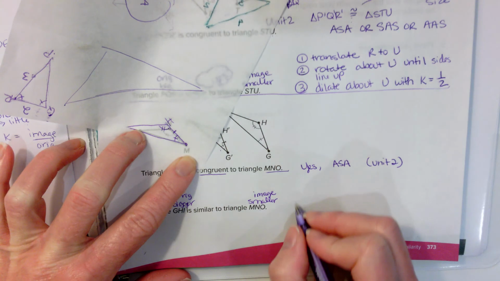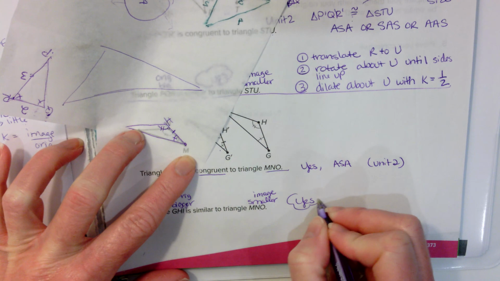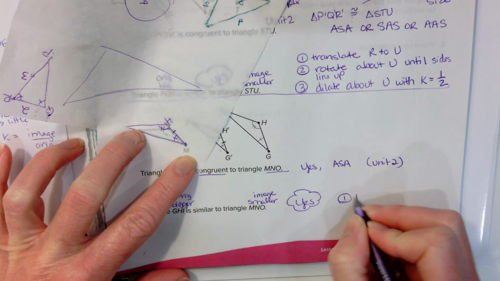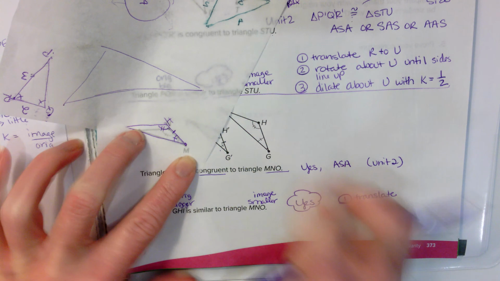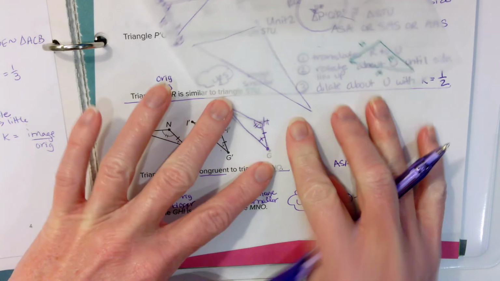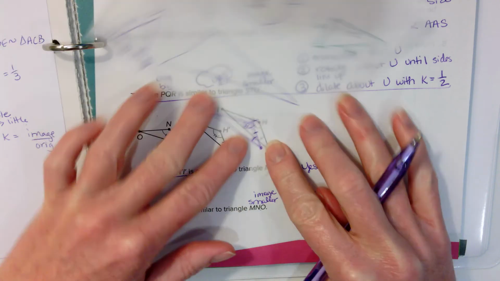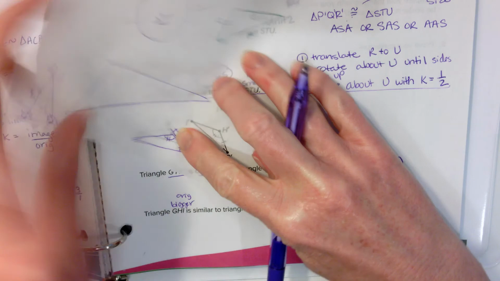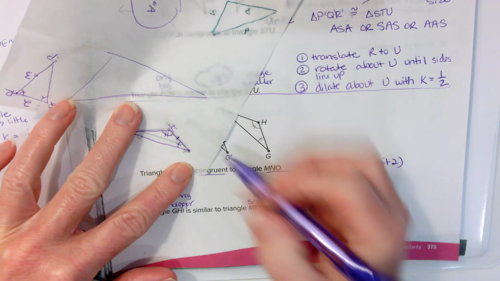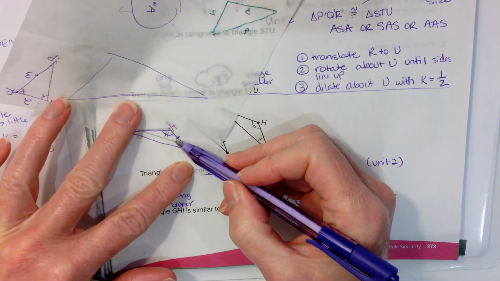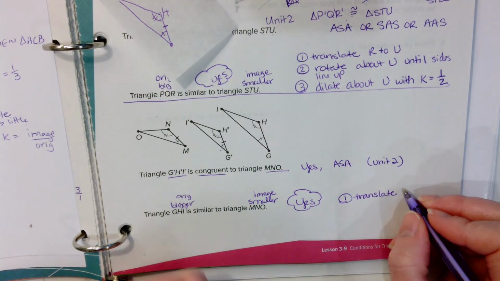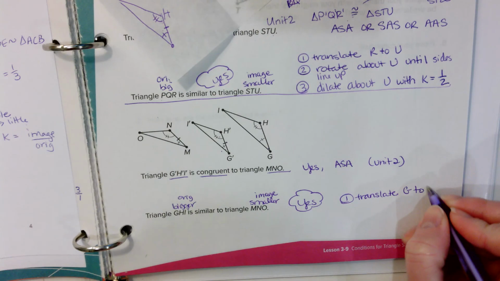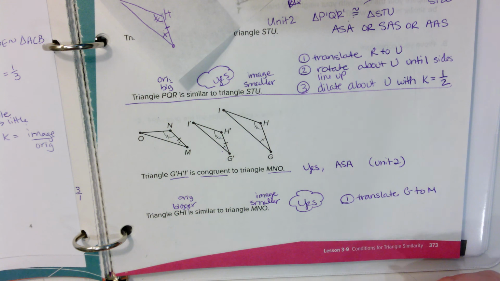So I can say, yes, it's similar, and I'm going to translate first. So it looks like I translated, which you have 2 different ones you could do. I translated from the single tick mark to the single tick mark, but you could do H to N. It's the same thing, and you'd still have to dilate it smaller to get it to now line up. So I'm going to translate from G to M. That's just the way I picked. You could do the other one.